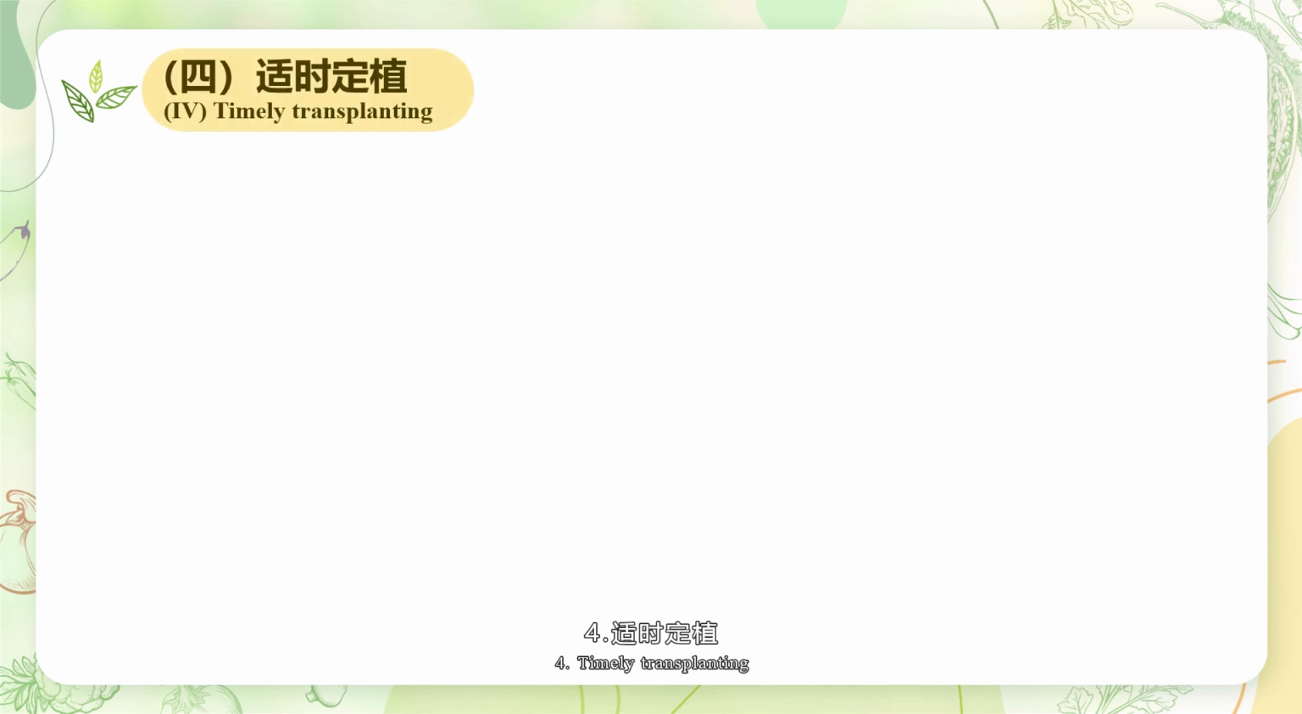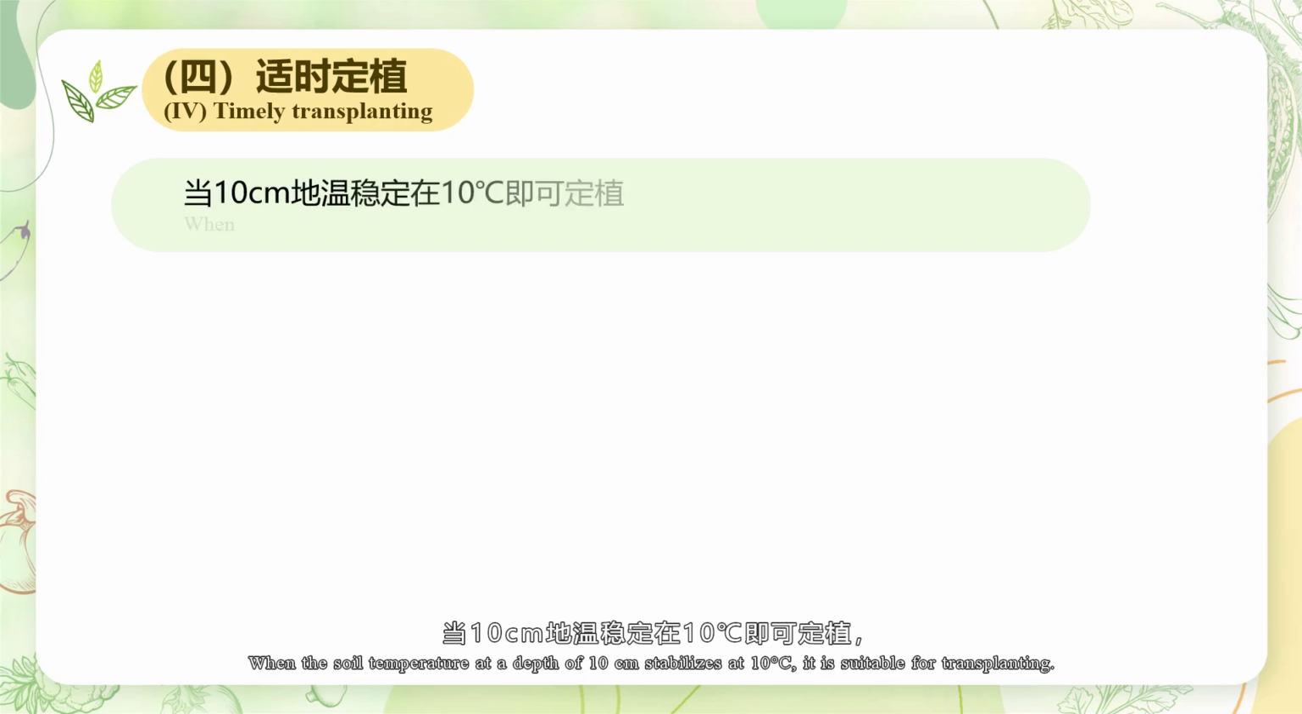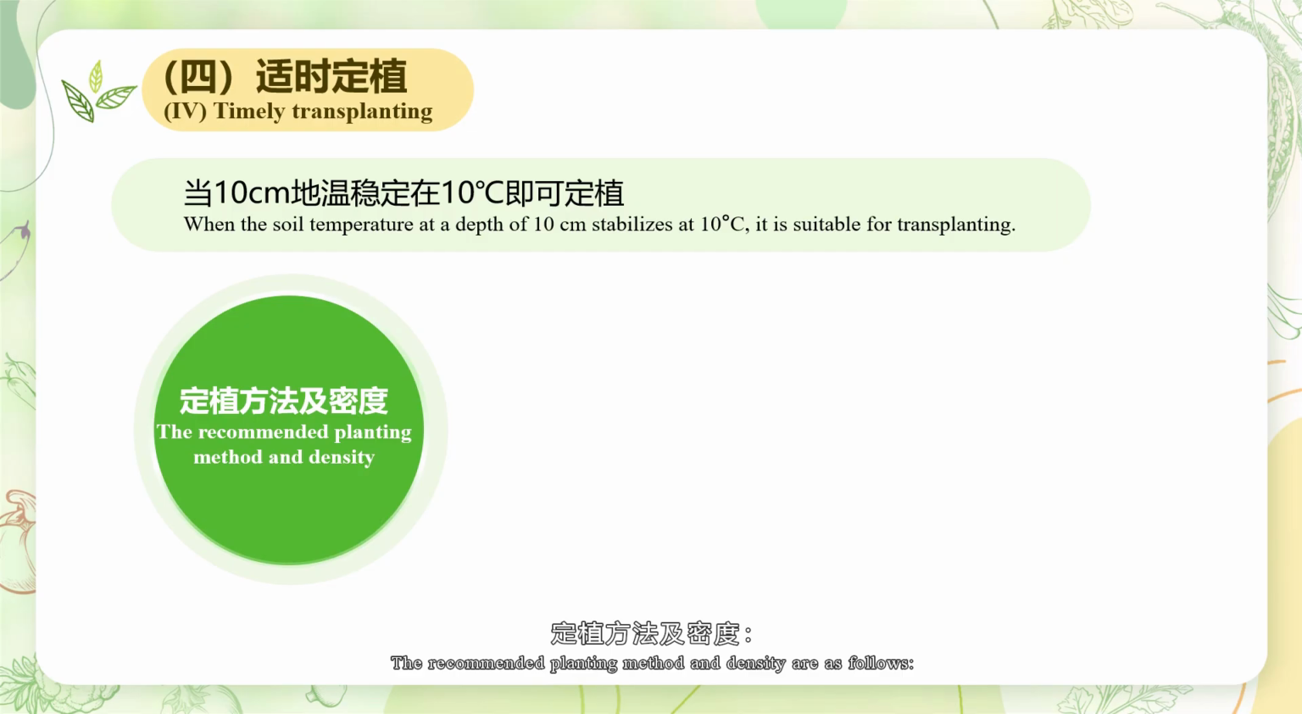4. Timely transplanting. When the soil temperature at a depth of 10 centimeters stabilizes at 10 degrees Celsius, it is suitable for transplanting. The recommended planting method and density are as follows.